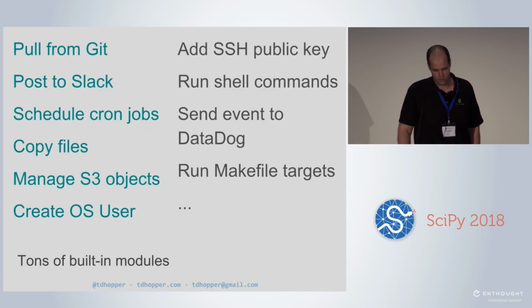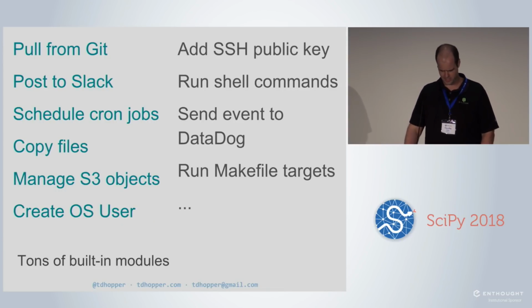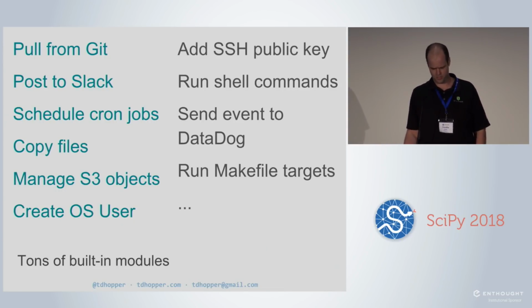You can pull things from Git, you can post to Slack, you can schedule cron jobs, copy files between the systems, manage S3 objects, create a user on the remote system, add a public key to the authorized users for SSH, run shell commands if you want to just do arbitrary things. You could send an event to Datadog. You can tell it to run makefile targets on the remote computer. And there are a bunch of other things from the fairly low level to as high level things as sending things to Slack.